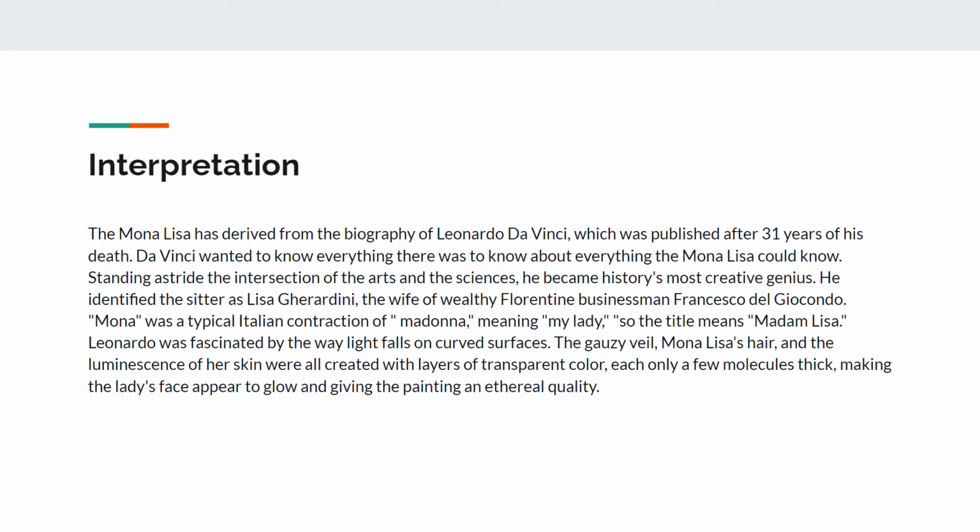Leonardo was actually fascinated by the way light falls on curved surfaces. The gauzy veil, Mona Lisa's hair, and the luminance of her skin were all created with layers of transparent color, each being only a few molecules thick, making the lady's face appear to glow and giving the painting an ethereal quality.